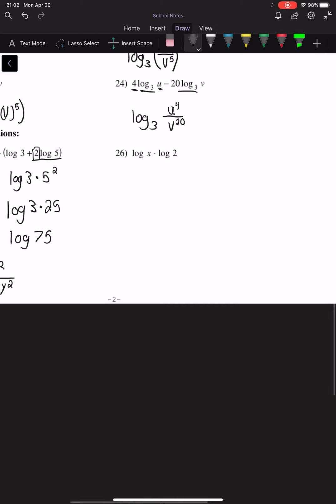And question number 26. This one is tricky. We don't have an addition sign or a subtraction sign in between these. So what can we do? Nothing. It is already simplified.